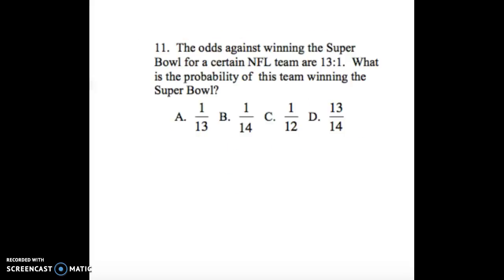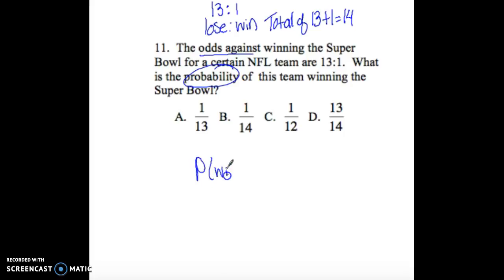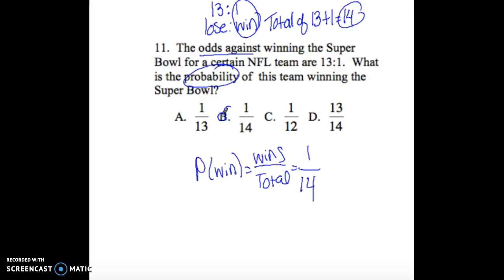Number 11, odds against mean lose compared to win. If it was odds of, it would be win to lose. The odds against winning the Super Bowl for a certain team are 13 to 1. So that means they lost 13, they won 1, and they played a total of 13 losses plus 1 win, 14 games. What's the probability that they win? Probability to win would equal the wins over the total. So how many did they win? Well, they won 1. Out of how many total are there? 14. So 1 out of 14, which is B.